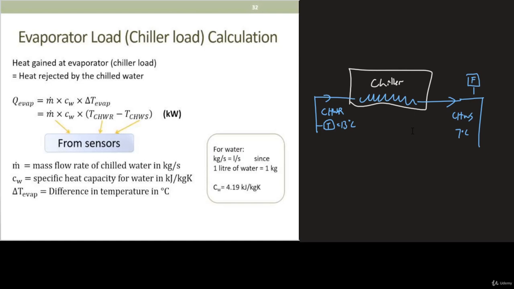The flow rate is usually given in liters per second, but you can use it conveniently for your calculation because 1 liter per second is equal to 1 kg per second, because the density of water tells us that 1 liter is equal to 1 kg. So we can conveniently use this value for your calculation.